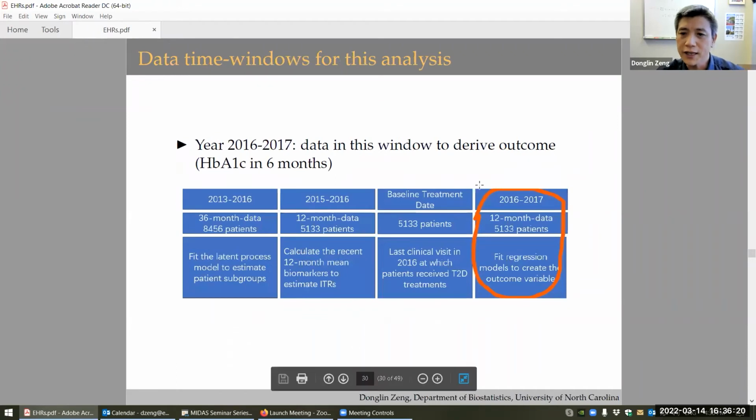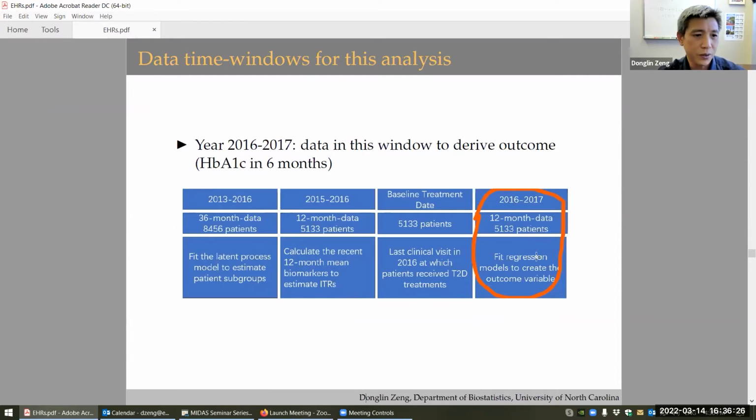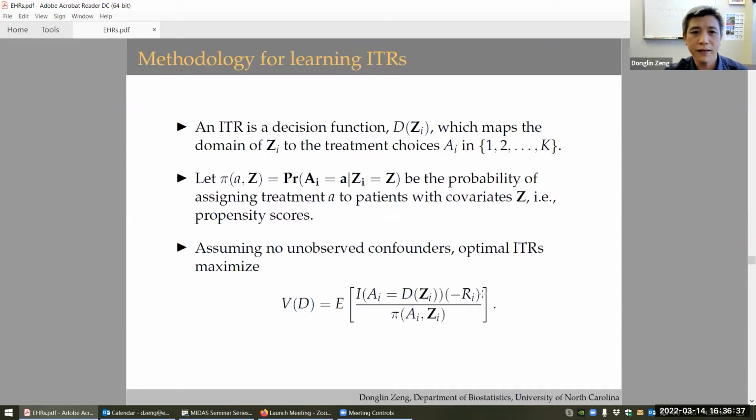Okay, so this is the 2016, 2017 post-treatment window. That's the kind of window data we're going to use to calculate the outcome, basically the HbA1c level 6 months after treatment. All right, so once you have that, you have a feature variable and the treatment. You have medication, which is one of 4 groups, right? 4 treatment groups. Then you have a 6-month outcome variable. Then you get very nicely structured data.